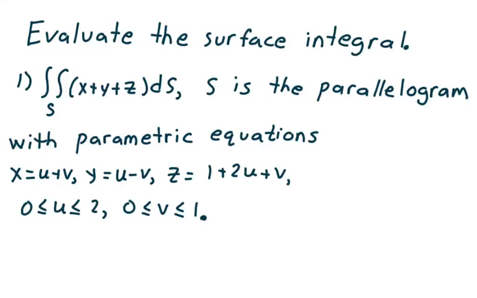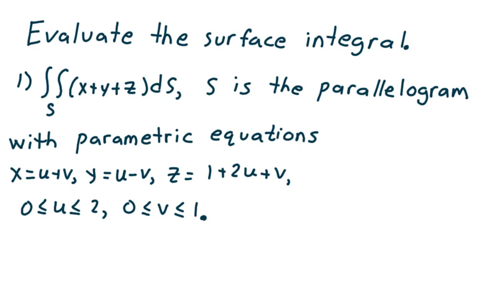The directions say to evaluate the surface integral. In example 1, suppose we have the double integral over S of x plus y plus z dS, where S is the parallelogram with parametric equations x equals u plus v, y equals u minus v, and z equals 1 plus 2u plus v. U is greater than or equal to 0 and less than or equal to 2. V is greater than or equal to 0 and less than or equal to 1.